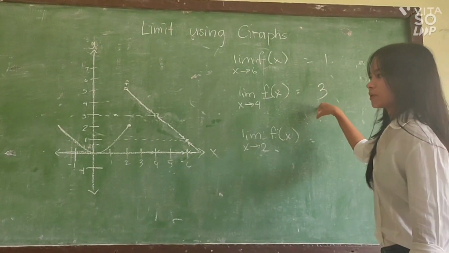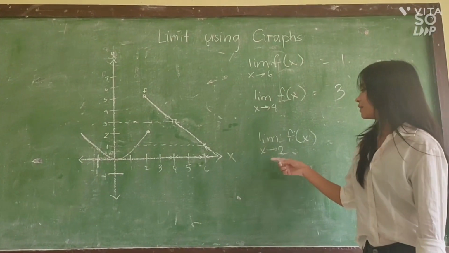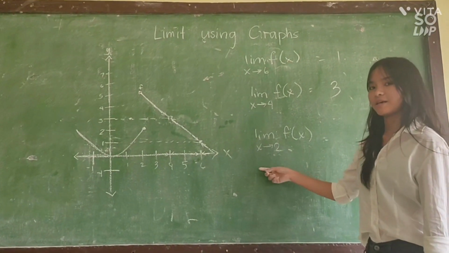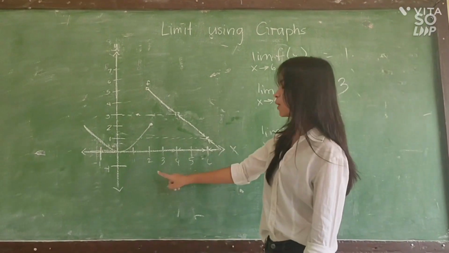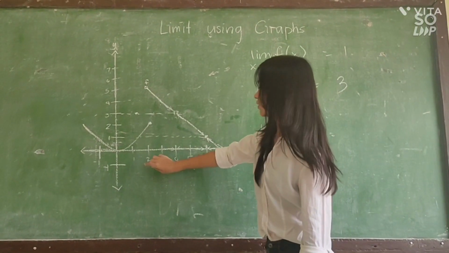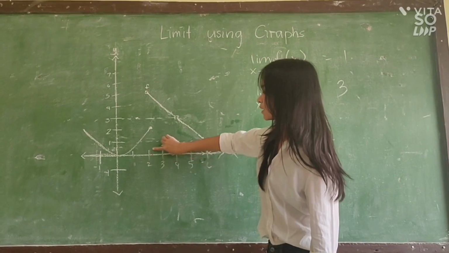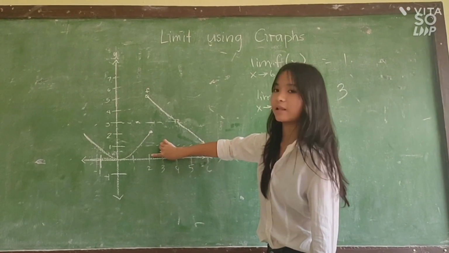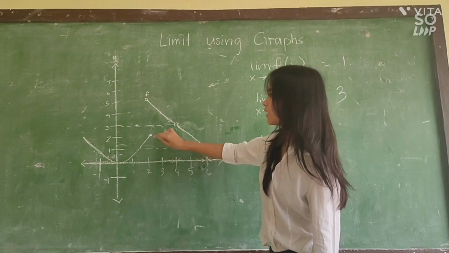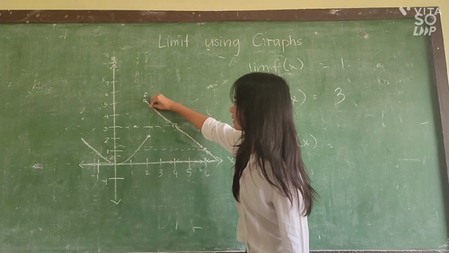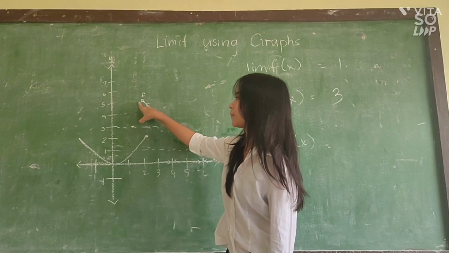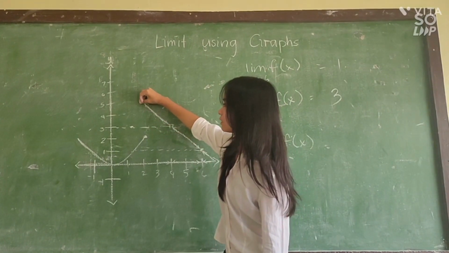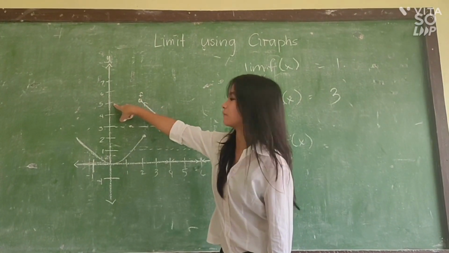Next, the limit of f of x as x approaches 2. So, positive 2 is our x. For x equals positive 2, we will look at its right and left sides. On the right, it goes to 5. So, the value our dot lands on is 5.